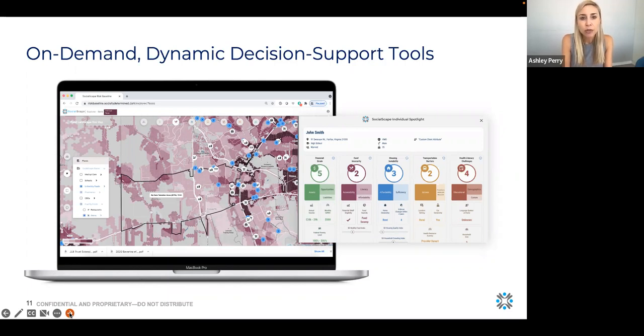On that note, we do offer full integration with some of the community referral platforms that are out there. So for example, findhelp.org, if you're working with them, we have the ability to integrate the Find Help tool within SocialScape so that you can seamlessly go from a view of your members' risk to being able to look through that Find Help platform and identify resources that are available around them that might help them mitigate it.